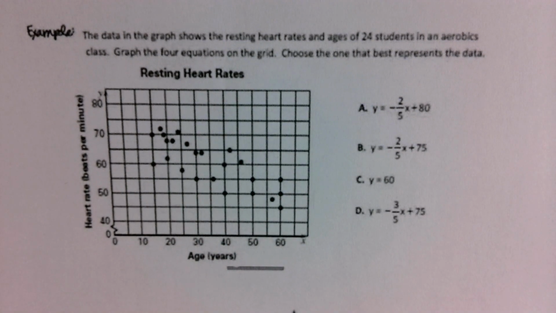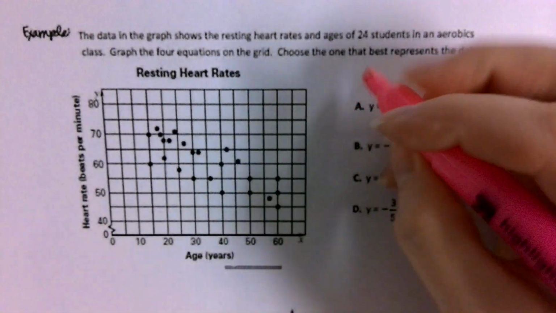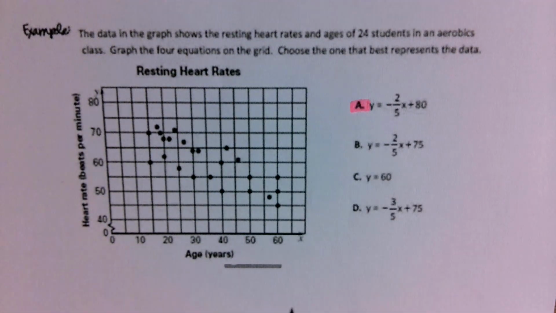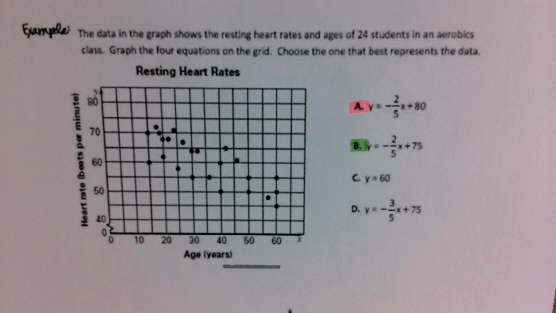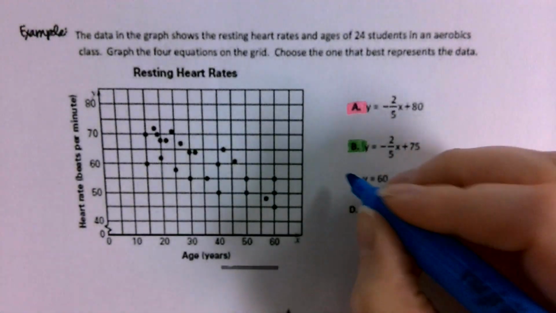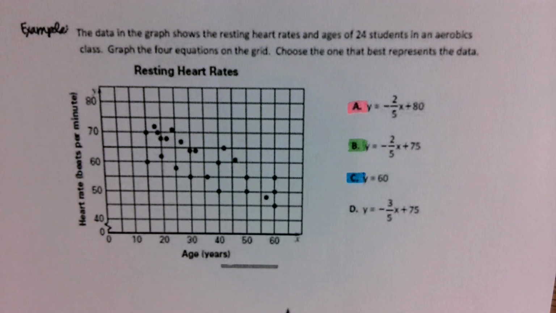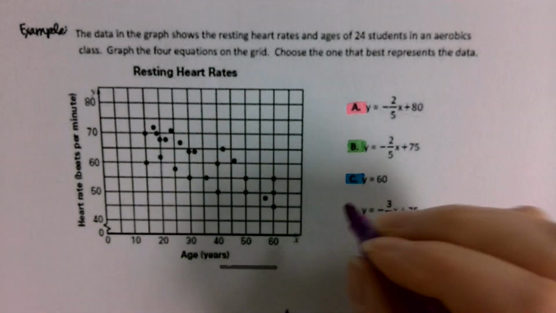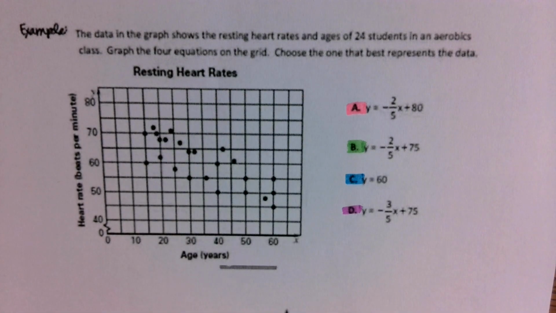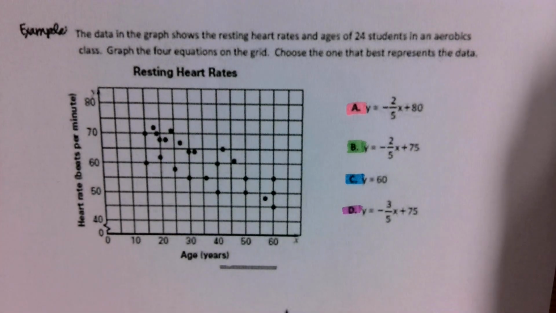I'm going to plot line A with my pink. I'm going to do line B with my green. We're on the last page, honey. Line C is going to be in my blue. And then we'll do line D in purple. So we have these lines that we're going to go ahead and construct.